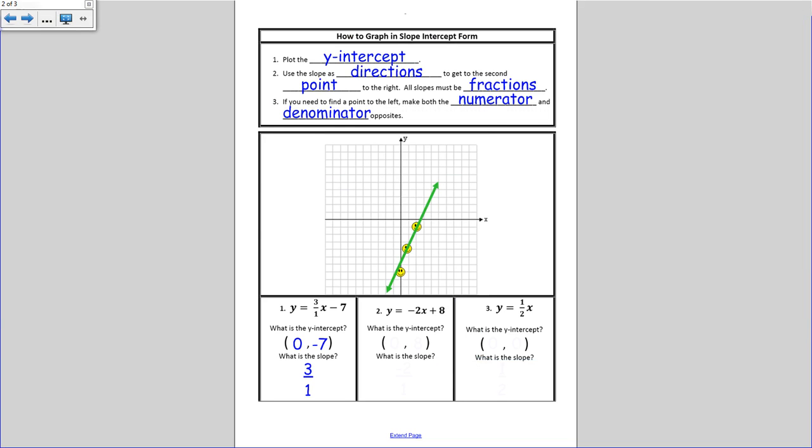Let's look at the next one. Y equals negative 2x plus 8. My y-intercept is my b, so it's 0, 8. You need to be able to identify the y-intercept, not just be able to graph it. My slope is negative 2. Now, negative 2 is not a slope in the format we need. We need a fraction. So it should be negative 2 over 1.